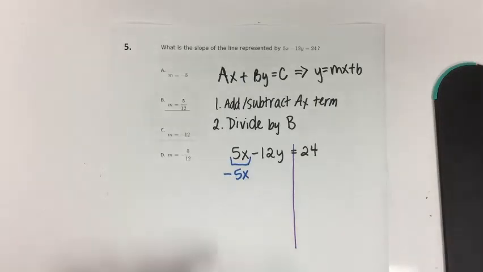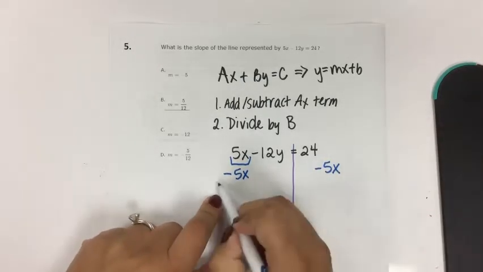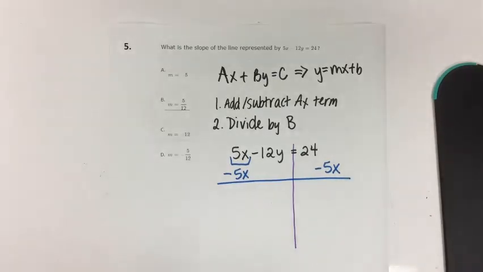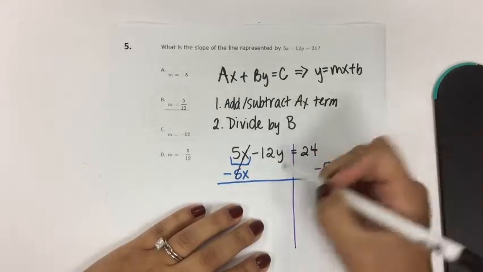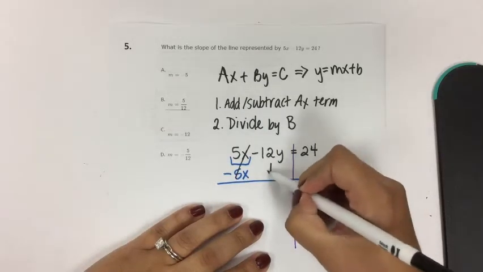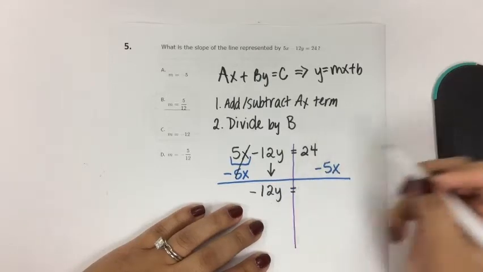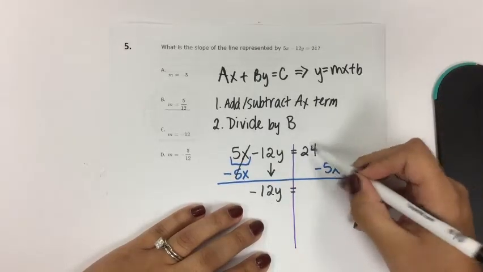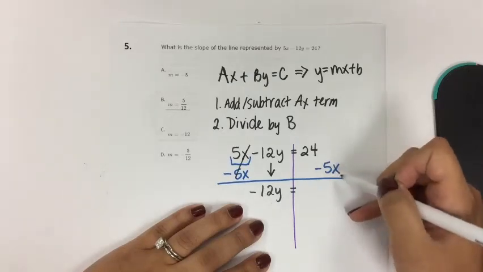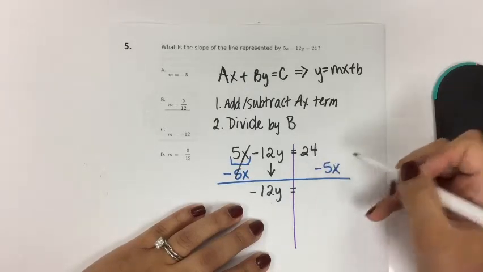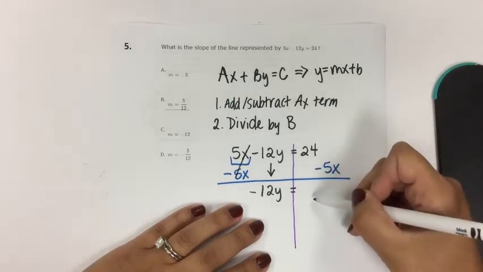And what I do to one side of the equation, I have to do to the other side. So when I do that, 5x minus 5x goes away. There's nothing happening here, so I'm going to draw an arrow to bring it down, so I get negative 12y equals 24 and negative 5x. Those are 2 different types of terms. This one has an x and this one doesn't, so I can't put those 2 things together. I'm just going to bring everything down.